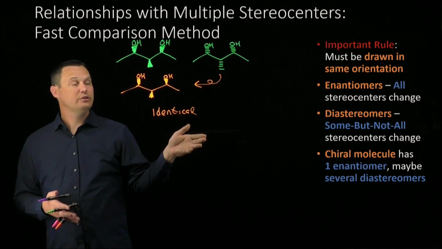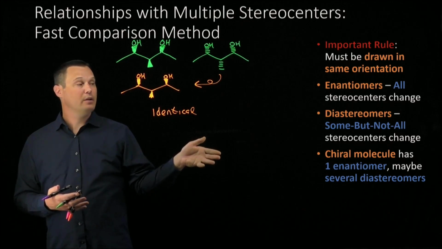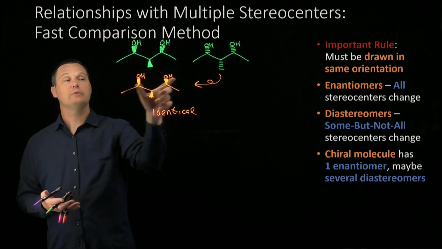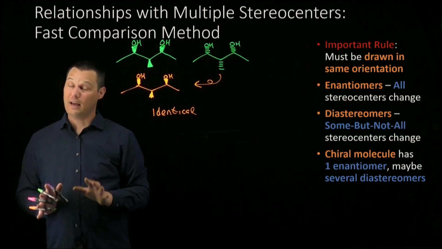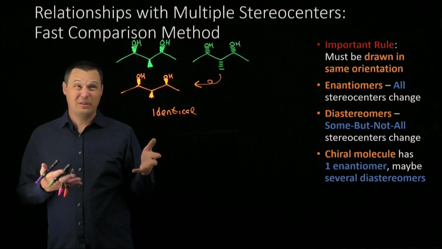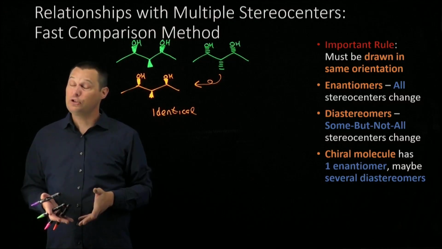If all the stereocenters change, they're enantiomers. If some but not all the stereocenters change, they're diastereomers. Just watch out for structurally symmetric molecules that may end up being identical. Confidence comes from knowing when to slow down. If stereochemistry felt kind of like pattern guessing, it shouldn't anymore.